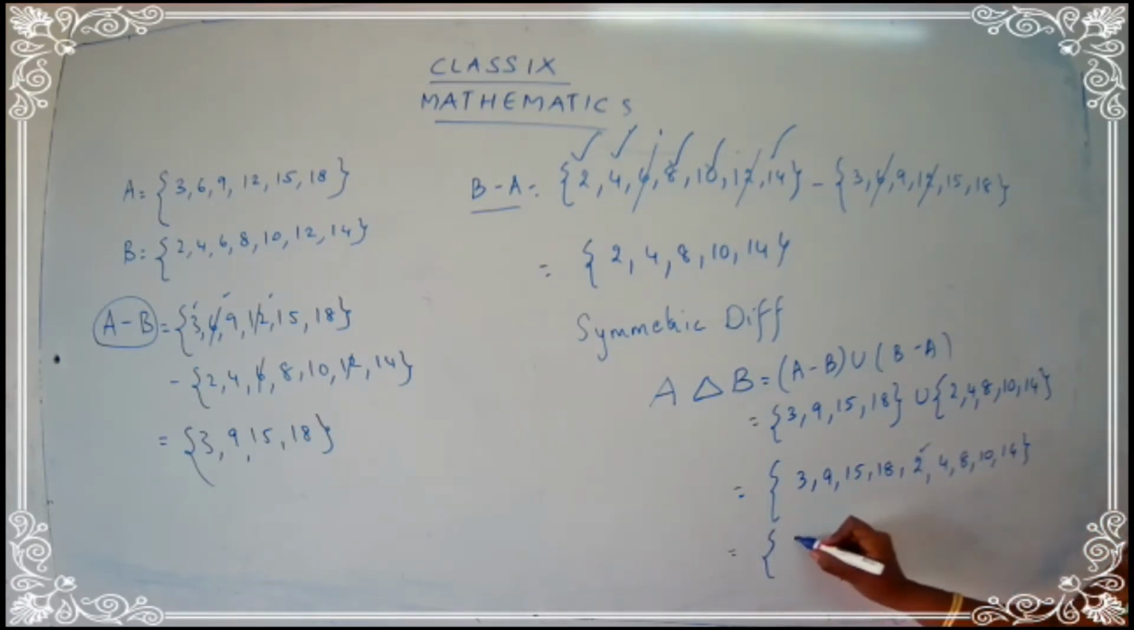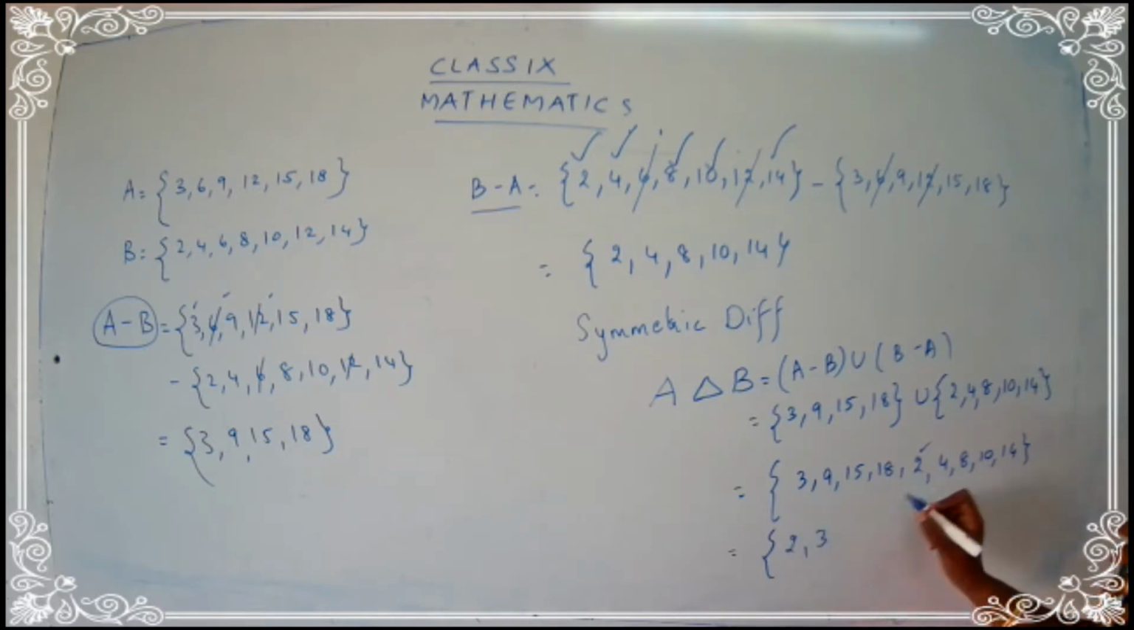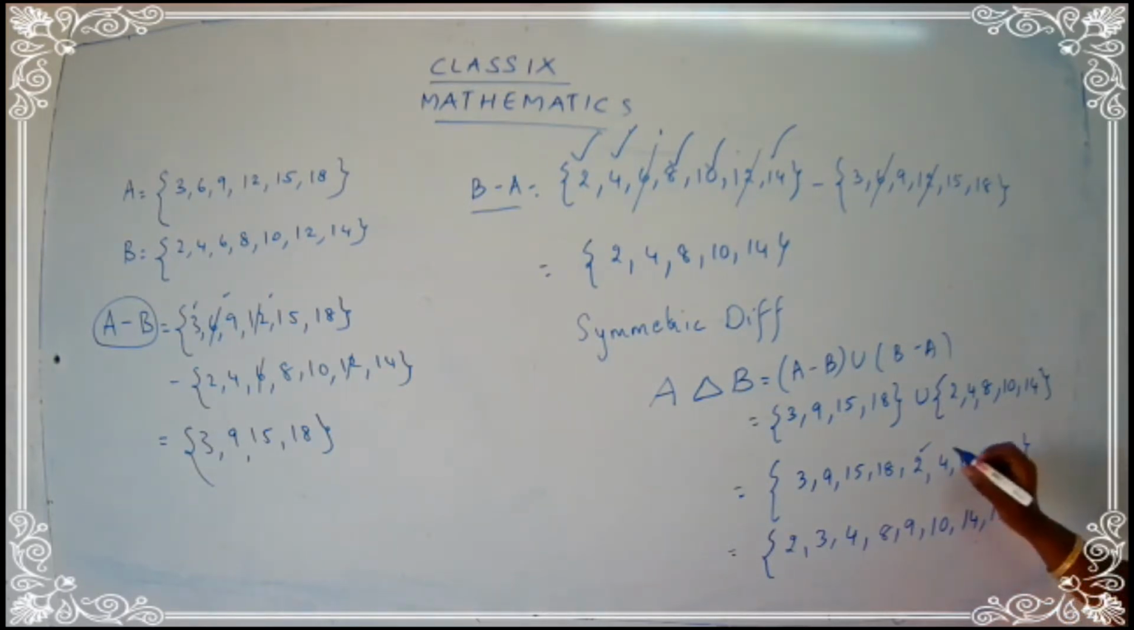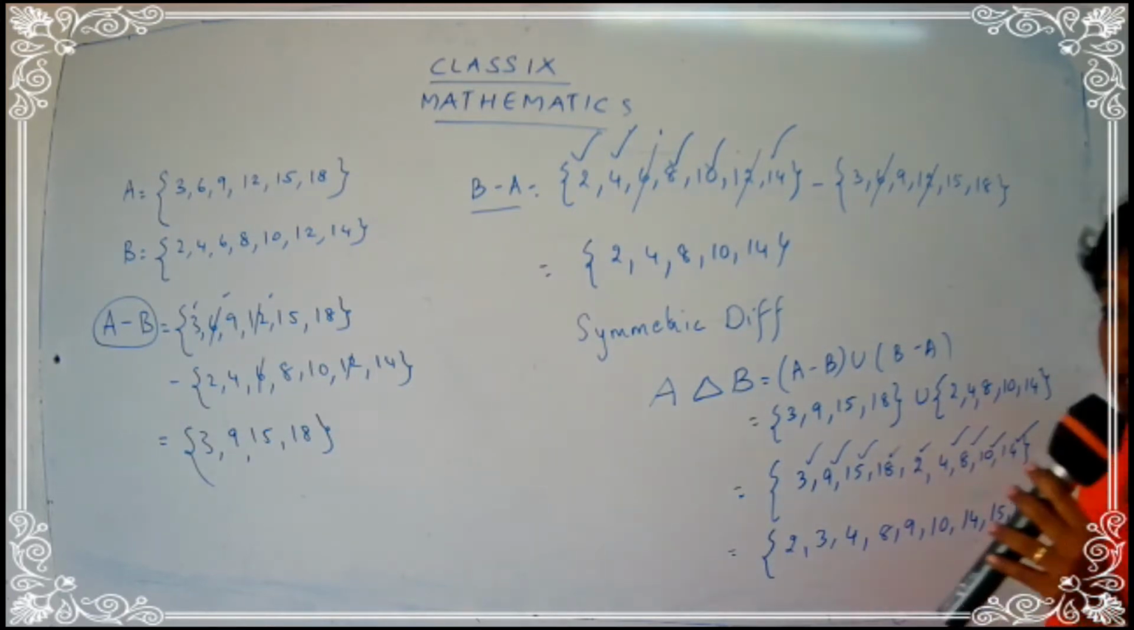What is the smallest number? 2, 3, 4, 8, 9, 10, 14, 15, 18. See, 2 written, 3 written, 4 taken down, 8 taken down, 9 is taken down, 10 is taken down, 14 is taken down, 15 is taken down, 18 is taken down. So I have written everything in increasing order.